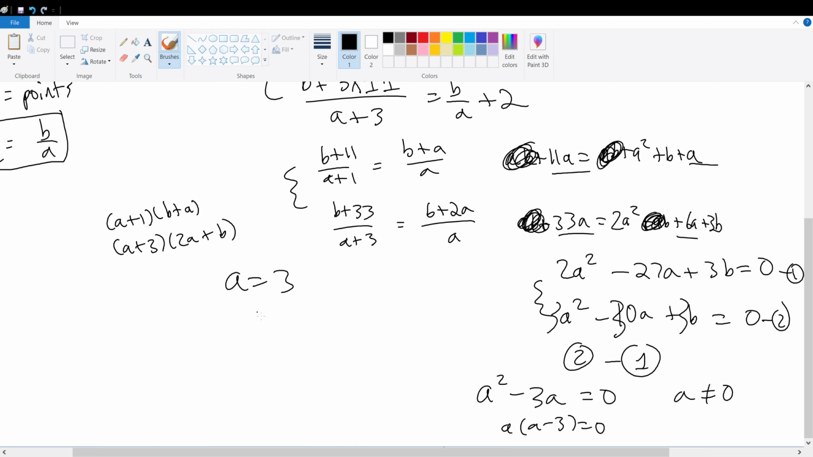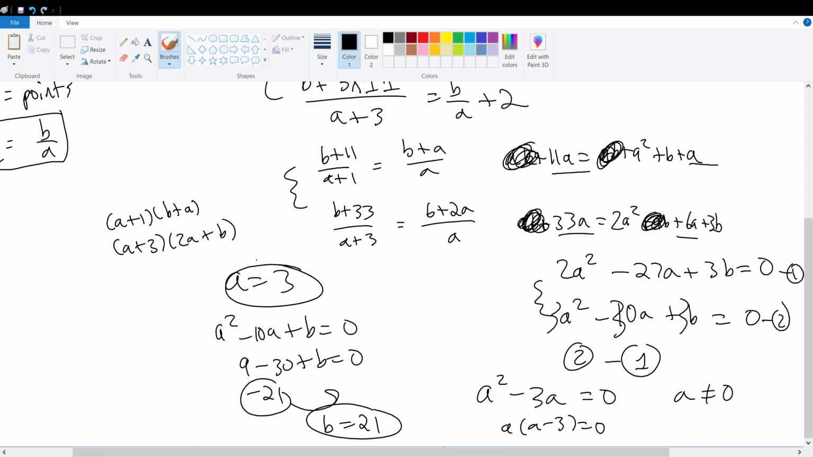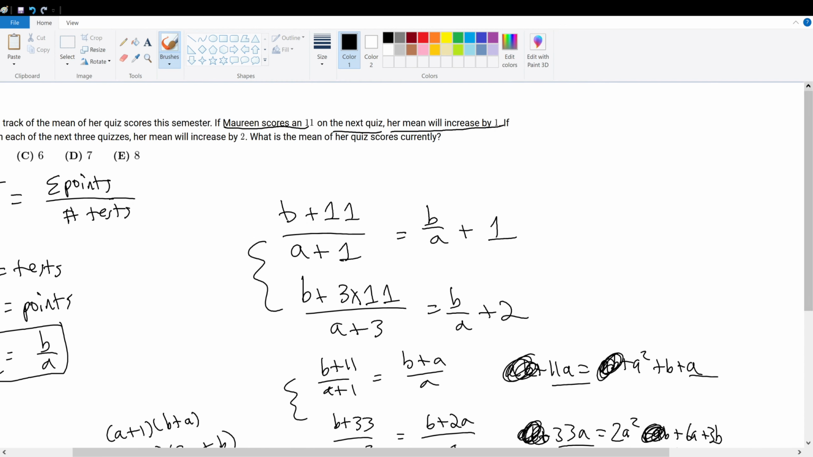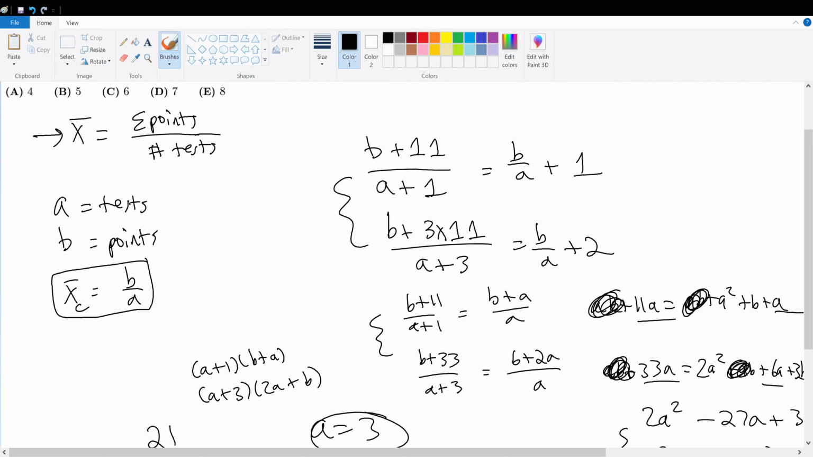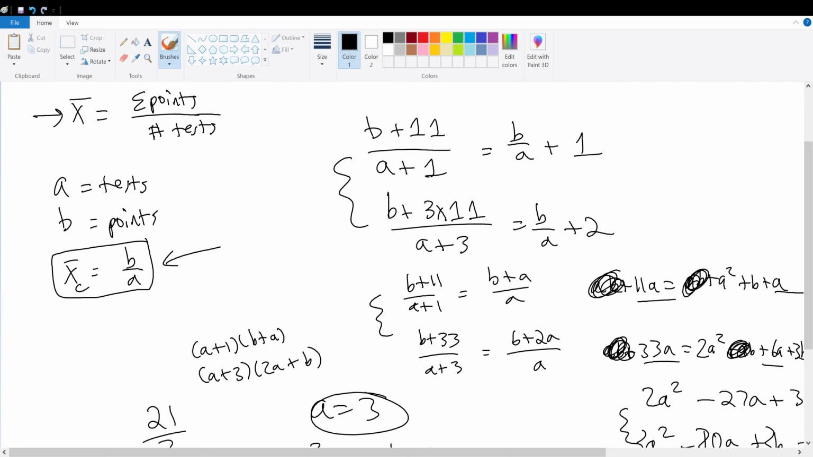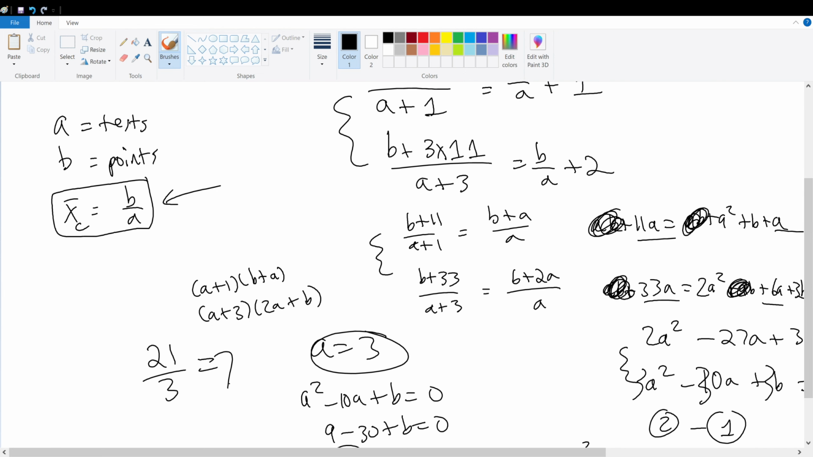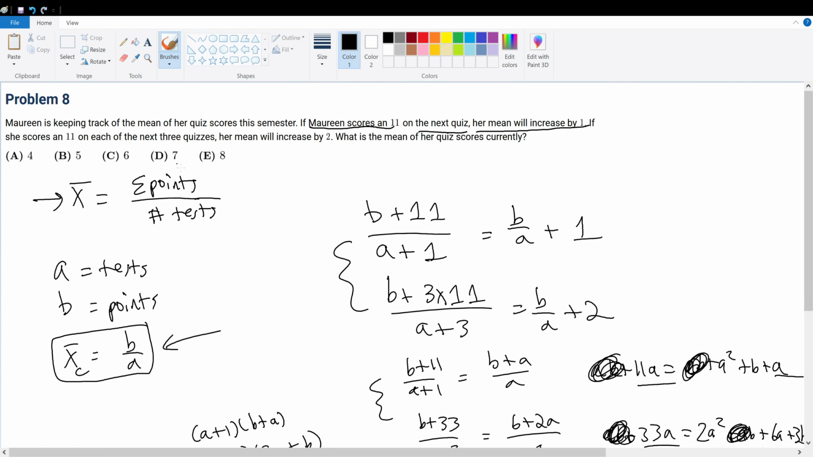If A is equal to 3, what is B? We have the original expression A squared minus 10A plus B equals 0. So plug it in: 9 minus 30 plus B equals 0. That means negative 21 moved over, so B is equal to positive 21. So she has currently scored 21 points on 3 tests. We are trying to find the mean of her quiz scores currently. That's simply B divided by A. We solved for B and A, so the expression is equal to 7. Therefore, your final answer will be answer choice D.